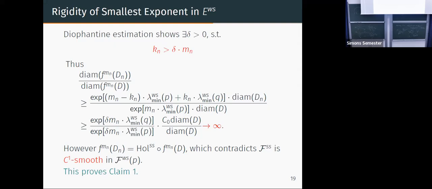Then you will have this estimation, you cancel everything, and because this delta is strictly larger than zero, this one will tend to infinity. And this contradicts that your strong stable foliation is even smooth in the weak stable foliation. That gives you the proof that you have the same smallest exponents. Okay, any question?